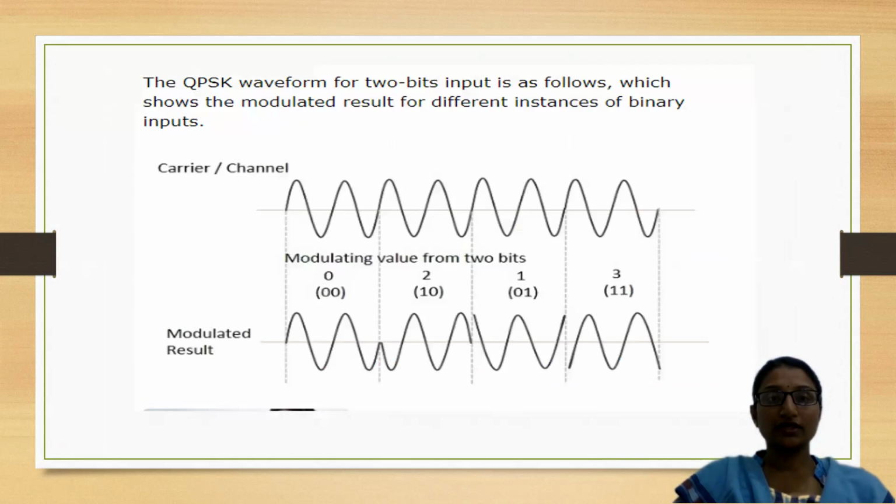So the QPSK for 2 bits input is as shown. For the 0 0 combination, we take 0 degrees of phase shift. For 1 0, it is 180 degree shift. Coming to 0 1, it is 90 degrees phase shift, and for 1 1, it is 270 degrees phase shift.